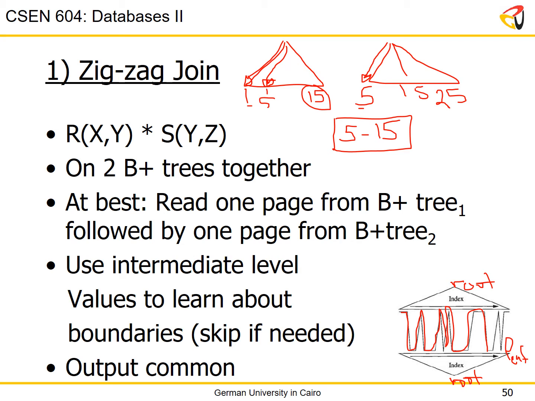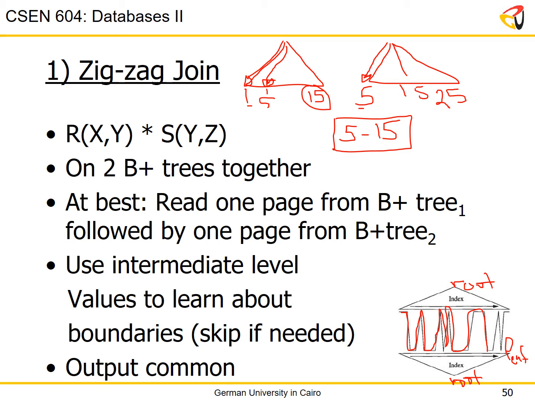Now, how do we go about doing that? I will start by comparing the two minimums of the two B+ trees. So I will go from the root all the way to the bottom. And then I will find which one is larger. The 5 is bigger than the 1. The 5 is here, so I will search here for the 5, going down from the root to this one.